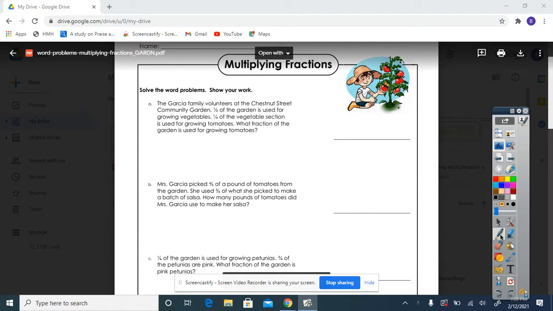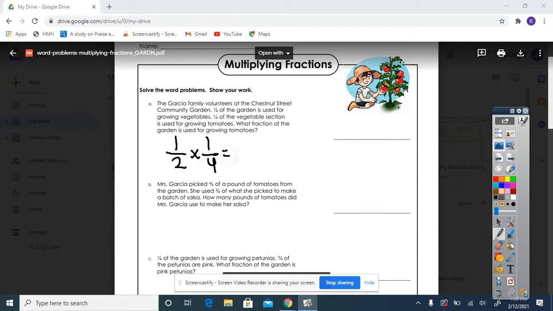So one thing that is important is for you to picture this in your head. If you have half of a garden and it's used for growing vegetables, a fourth of that half is specifically for tomatoes. That's why this is a multiplying fractions problem. It's a fourth of a half. So the problem that we're going to solve is 1/2 times 1/4.